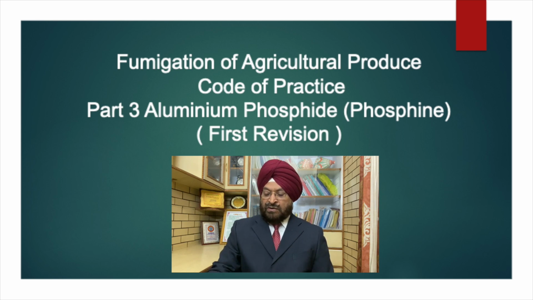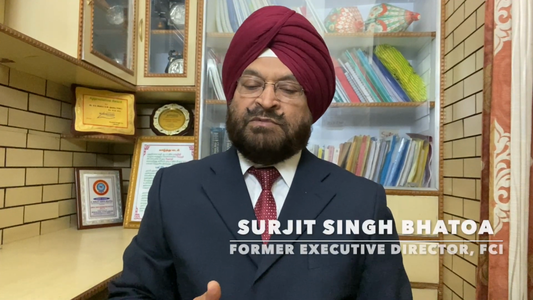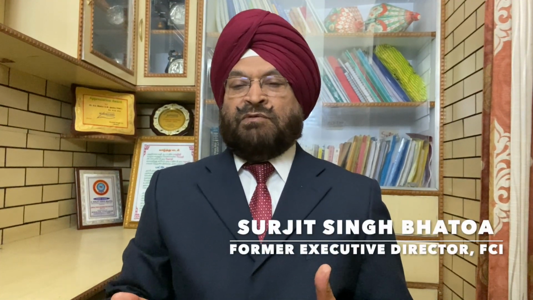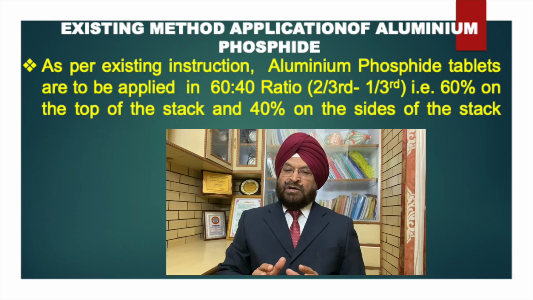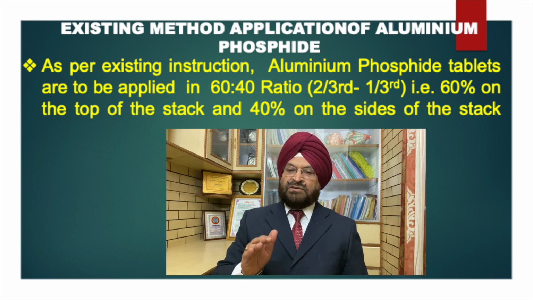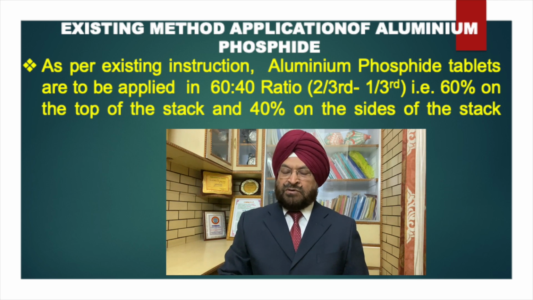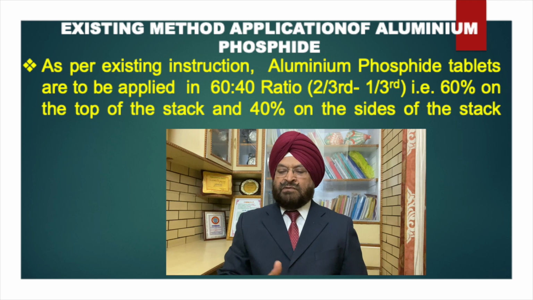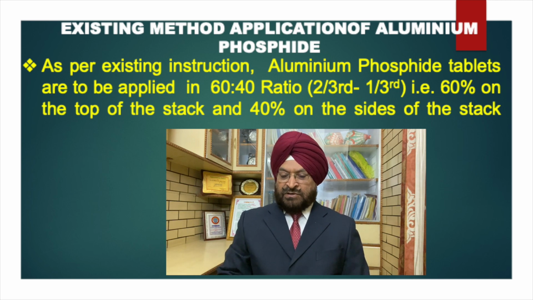Okay. So as you know, what is the existing procedure? In the existing procedure we used to fumigate the stock by applying tablets in the ratio of 60-40. 60% we used to place on the top side of the stack and 40% on all four sides. So this was the existing procedure.